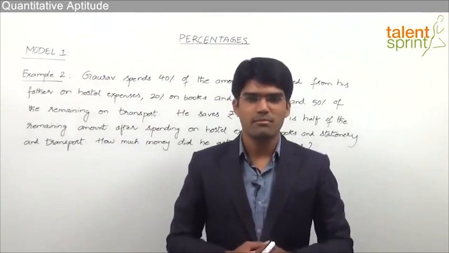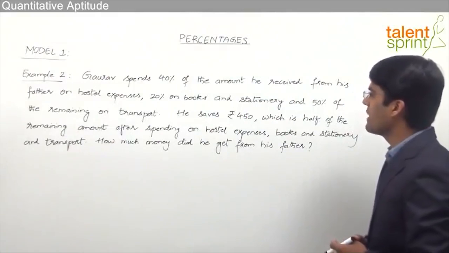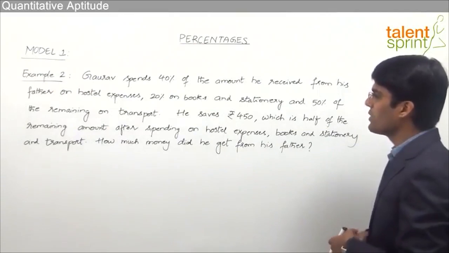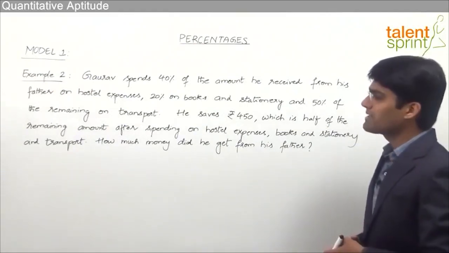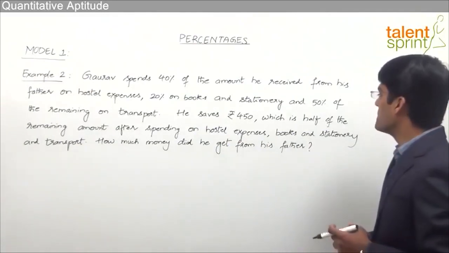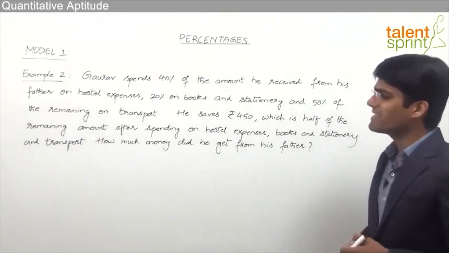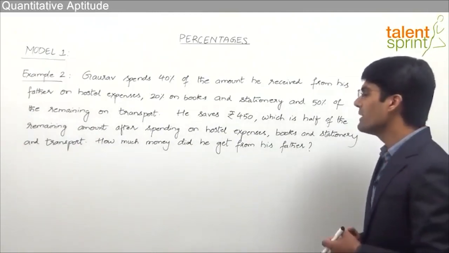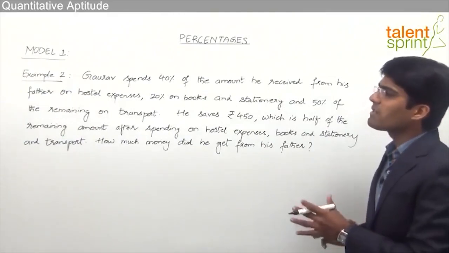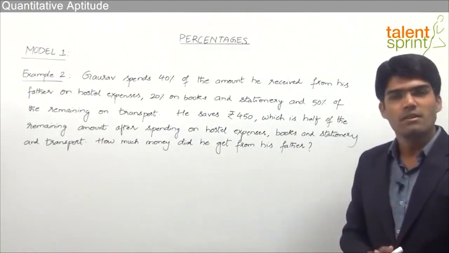Let us now take the second example from model 1. The given question here is, Gaurav spends 40% of the amount he received from his father on hostel expenses, 20% on books and stationery, and 50% of the remaining on transport. He saves rupees 450, which is half of the remaining amount after spending on hostel expenses, books and stationery and transport. How much money did he get from his father? So again, as you can see here, the monthly budget of Gaurav has been given and we are supposed to find out the total amount that he has received from his father.